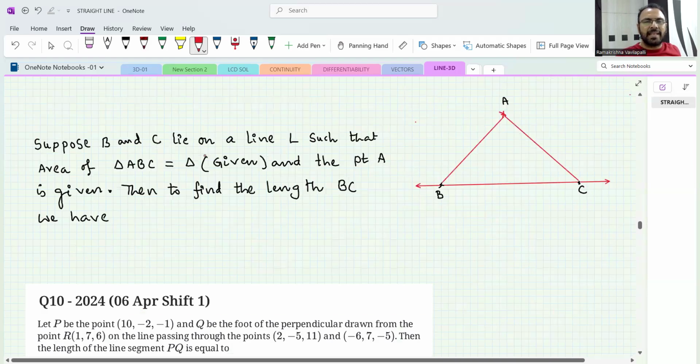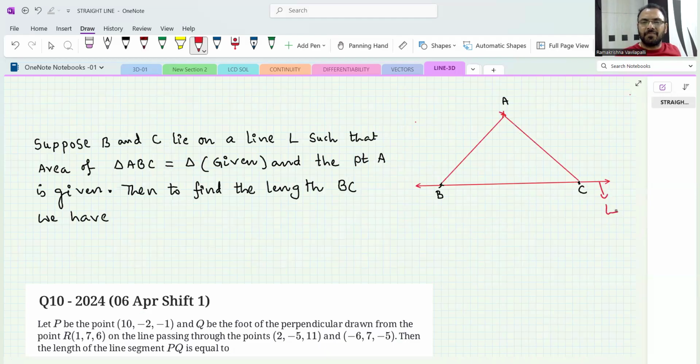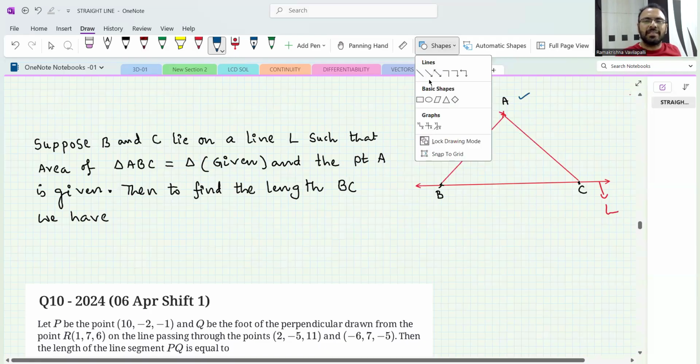Now there is a model of that. Suppose B and C lie on a line L, such that the area of triangle ABC is equal to delta, which is given, and the point A is also given. Then how do we find the length of BC?